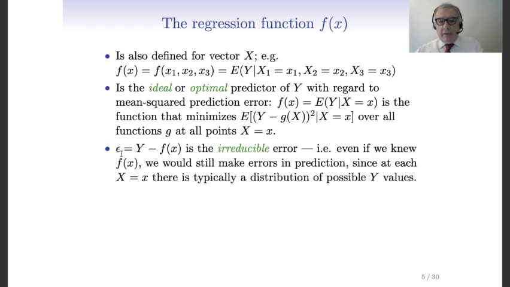Here, epsilon, defined as the difference between y and the regression function, will be called hereafter the irreducible error. The idea is that I'm making the best possible prediction, but still I will not be able to obtain the actual value of y. Well, that would be magic if I could. And therefore there is still an error, but this is, in some sense, the smallest error, the irreducible error that I cannot avoid.